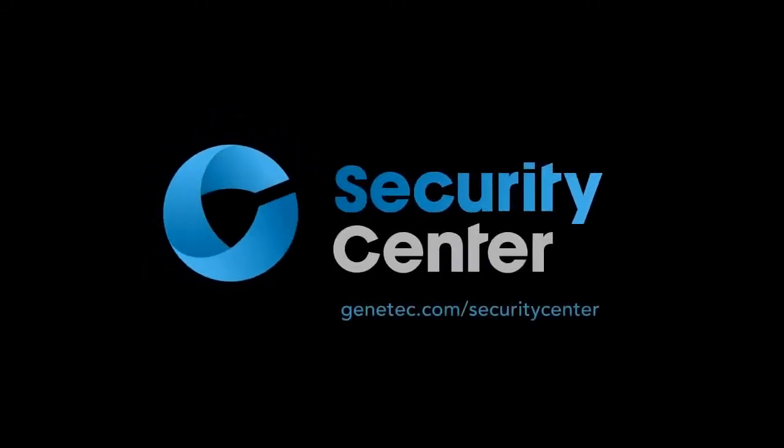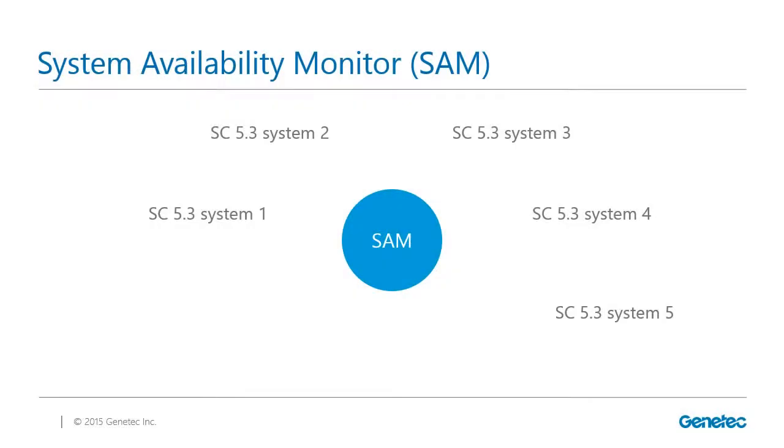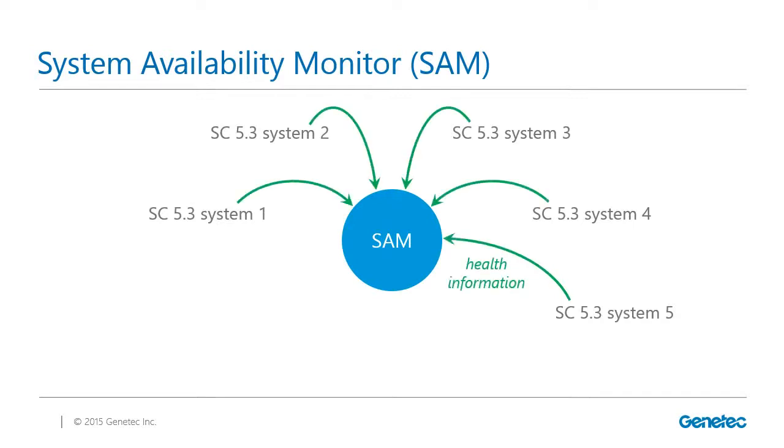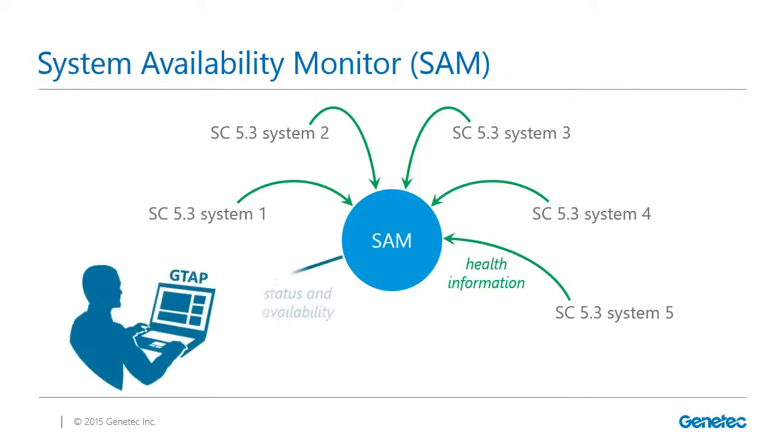Introducing SAM, Genetec's new System Availability Monitor. The System Availability Monitor, or SAM, lets you collect health information and view the health status of your Security Center systems to help you prevent and resolve technical issues. Certified technicians can view this information from the Genetec Technical Assistance Portal, or GTAP, for any systems that are covered by a software maintenance agreement.